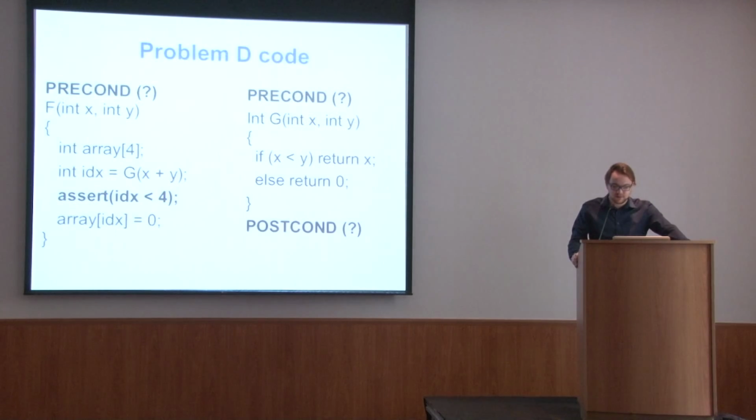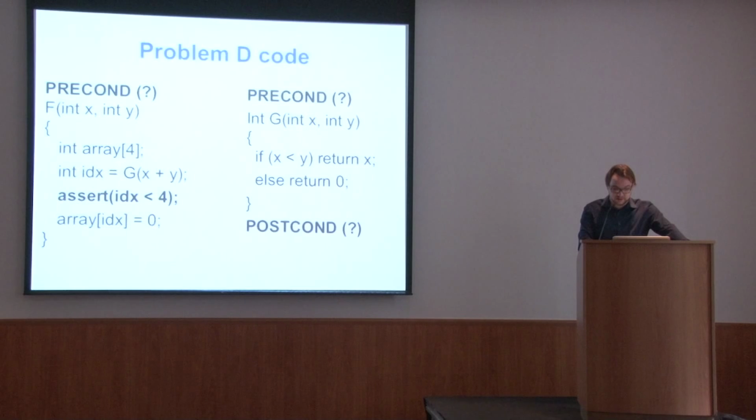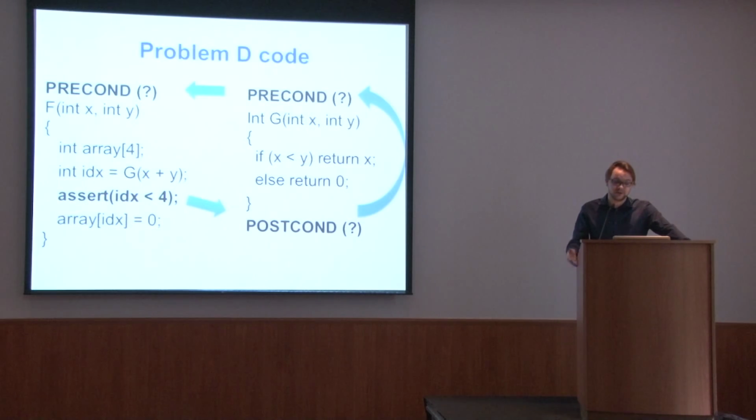An example of that is the following. You have an assertion, index is smaller than 4, and you ask, what are the conditions at the beginning of f in order to make this assertion false? Or you realize, in fact, that in order to do that, you need to know the postcondition of g. What are the conditions at the end of g in order to have index smaller than 4? So in that case, it's trivial. It's just, the return value of g has to be smaller than 4. And then, given that postcondition of g, what is the precondition of g?